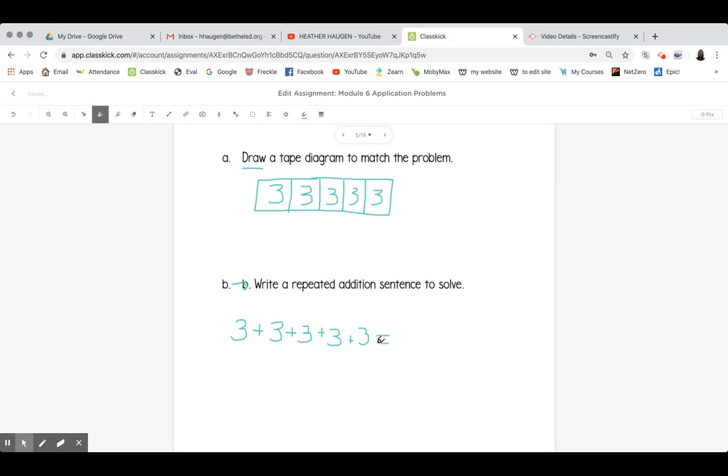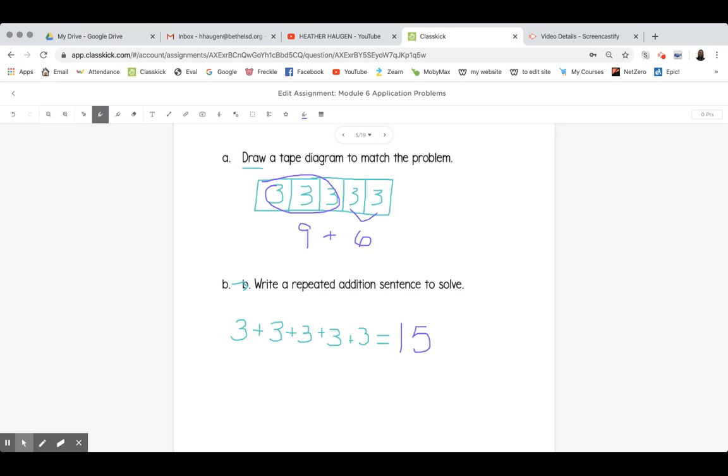So to solve this, I think I'm going to go back up to my tape diagram and do some combining. So I can do 3 plus 3 plus 3 quickly. So I know 3 plus 3 plus 3 is 9. I know these two are 6. So to find my total, I can combine those and figure out that 9 plus 6 is 15. So that's all this is asking you to do.